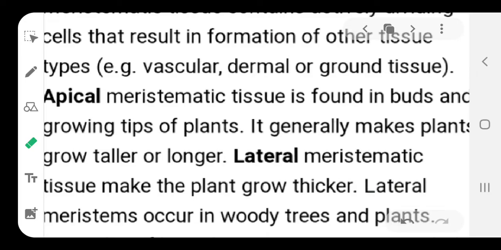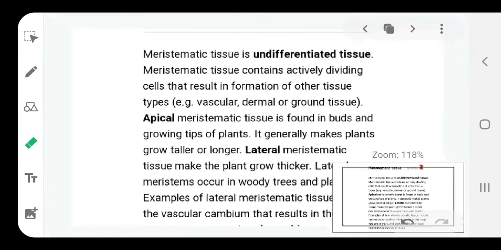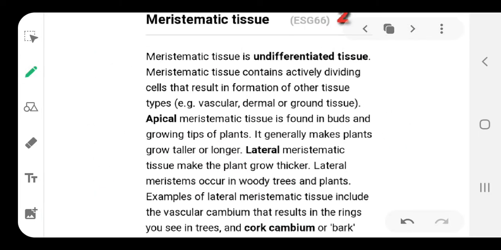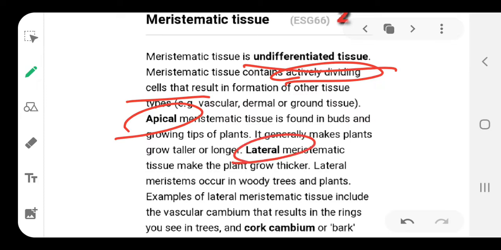Now, beginning with the topic that we are going to study now, in particular called meristematic tissue. So, make sure you write down these terms. This tissue is undifferentiated tissue, and it basically has actively dividing cells, and as I have told you, the types are apical meristem, lateral meristem and of course, the intercalary meristem. I have just told you where the apical meristem is found and what function it does.